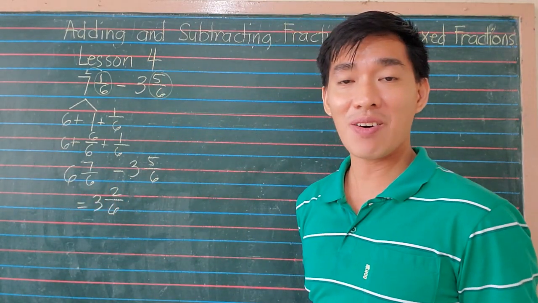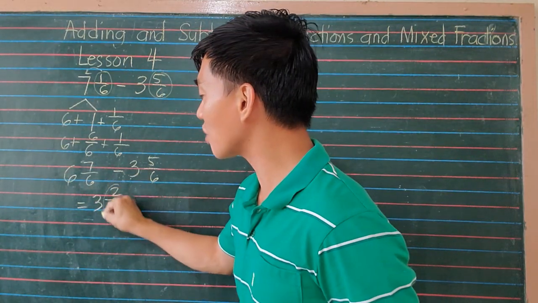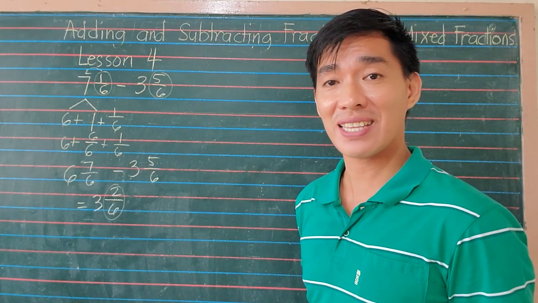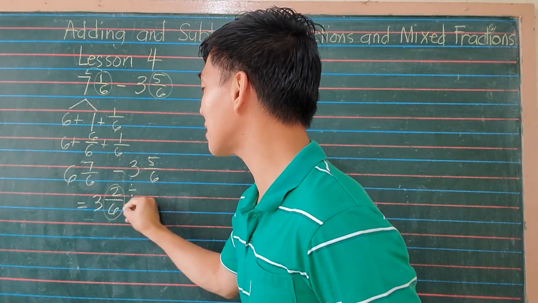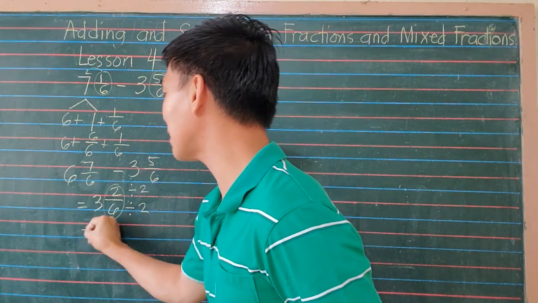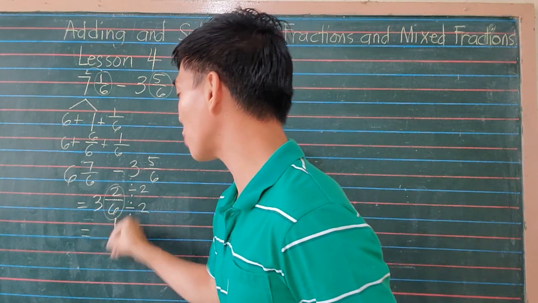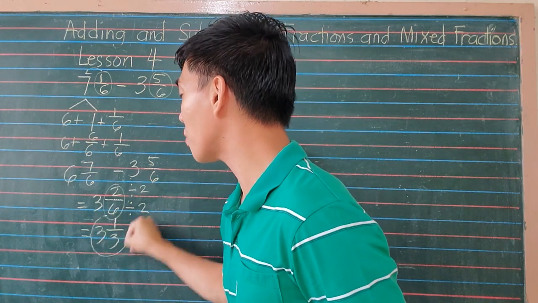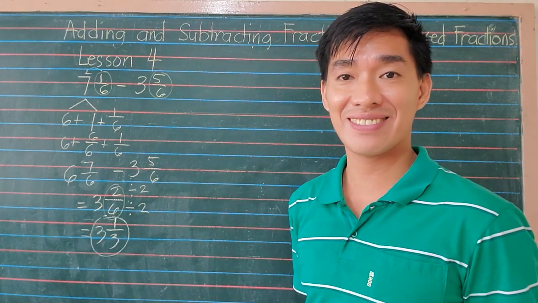Now, always check if your fraction is in simplest form. In this case, it's not in the simplest form because they still have a GCF of 2. So, if you will divide that, 2 divided by 2 is 1, 6 divided by 2 is 3. So, the final answer is 3 and 1/3.